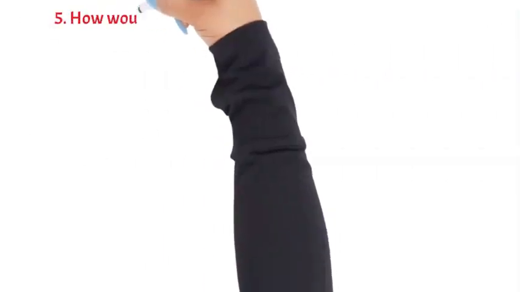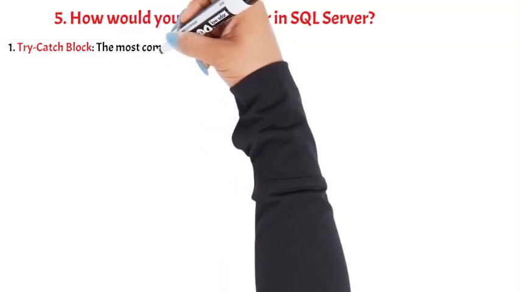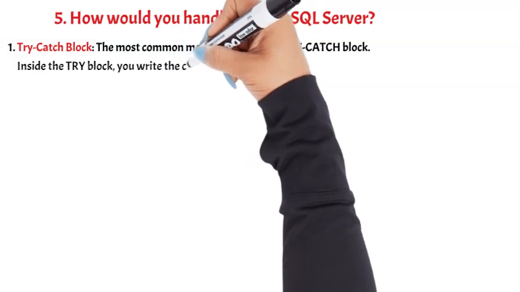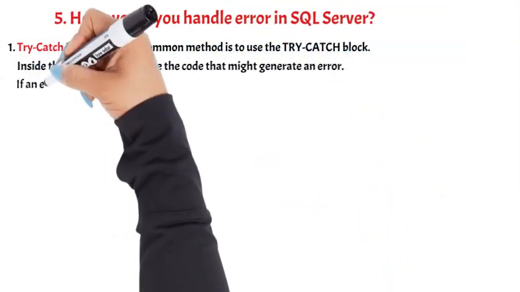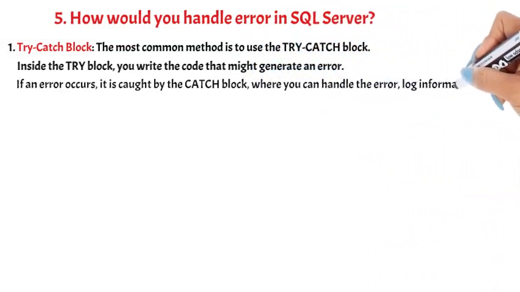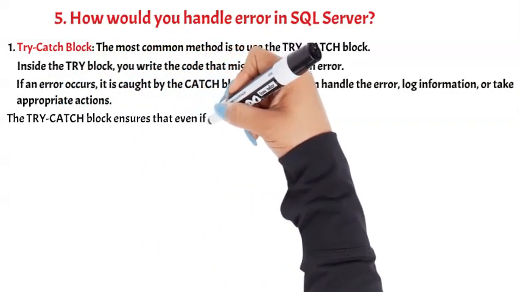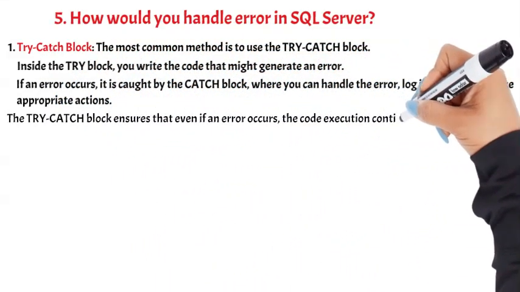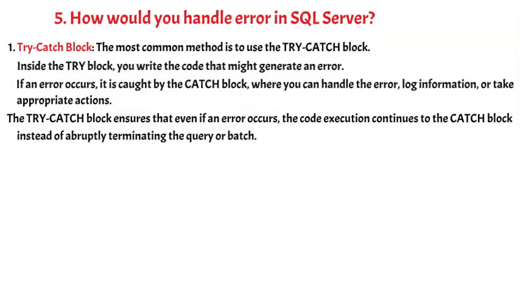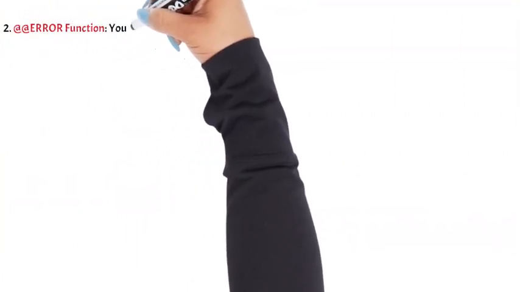5. How would you handle error in SQL Server? 1. Try-catch block. The most common method is to use the try-catch block. Inside the try block, you write the code that might generate an error. If an error occurs, it is caught by the catch block, where you can handle the error, log information, or take appropriate actions. The try-catch block ensures that even if an error occurs, the code execution continues to the catch block instead of abruptly terminating the query or batch. Example.